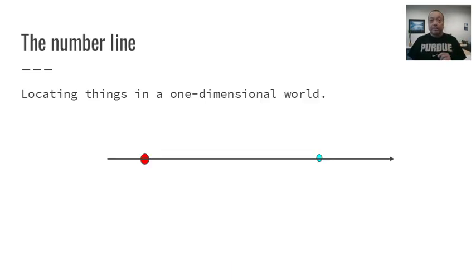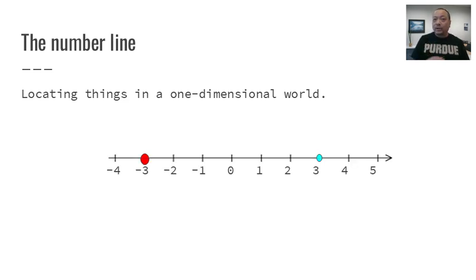Let's first take the number line. If we live in a one-dimensional world along that line, and we have those two dots, how do we tell people where they are located? Descartes' idea was to put in numbers along that line. Then we can tell people that those two dots are at -3 and 3.